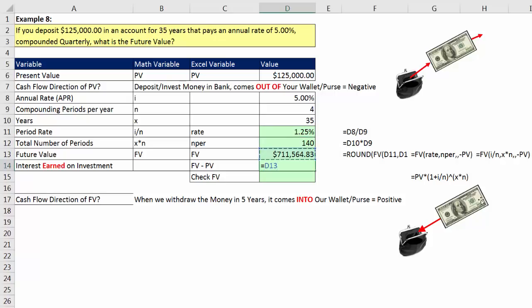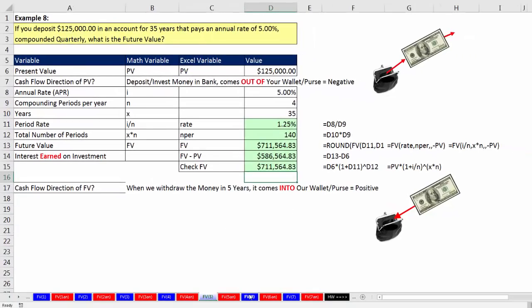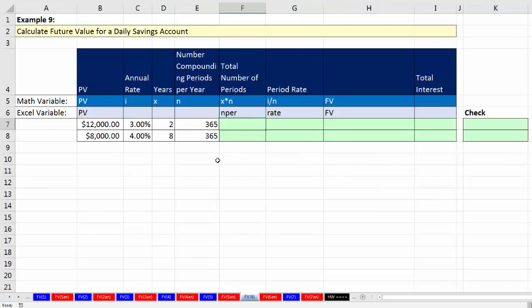Now let's figure out how much total interest. There's the total future value, and there's how much we put in. That is a lot of interest. Check the future value. There's the present value times, in parentheses, 1 plus our period rate, close parentheses, caret, and there's our 140 for total number of compounding periods, and enter. Check. Now, we want to go look at an example on FV6. And this is an example where we just put some money in to a daily savings account at 3% for 2 years, and there's our 365.